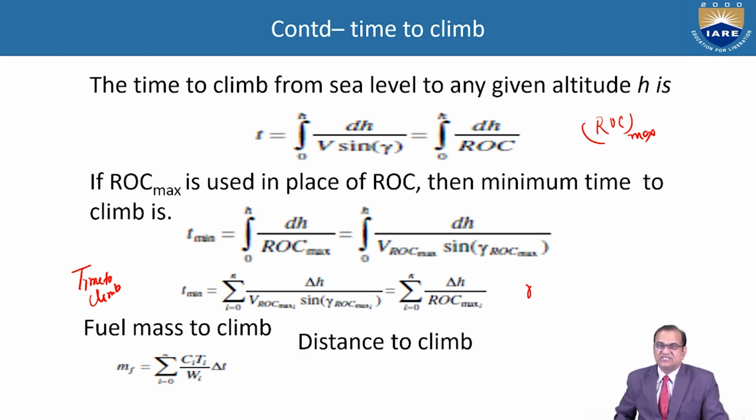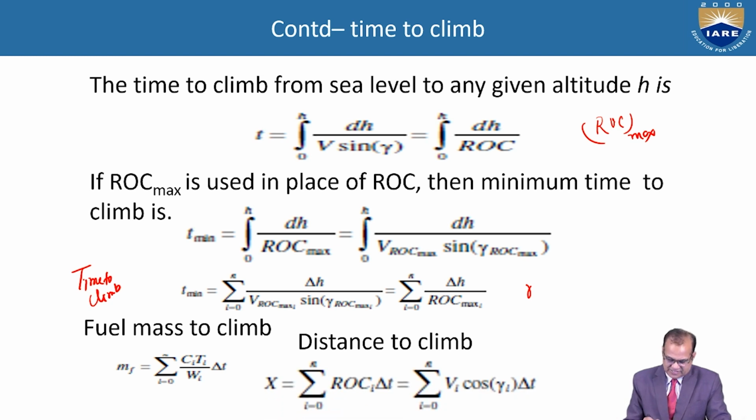Now if you want the distance to climb, so distance is equal to rate of climb into delta t. So here, from 0 to h, V cos gamma into delta t. So this is the ROC is equal to V_i cos gamma_i into delta t. So this is the maximum distance, and this is the fuel mass required.